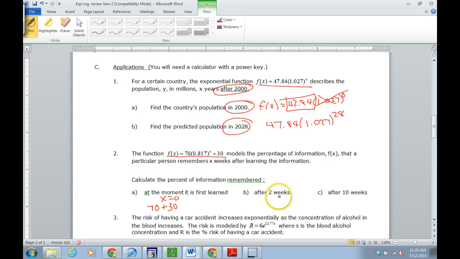After 2 weeks, it'd be 70 times 0.817 to the second power plus 30. Whatever that is. And then 10 weeks would be 10, right, in the x value. Right?